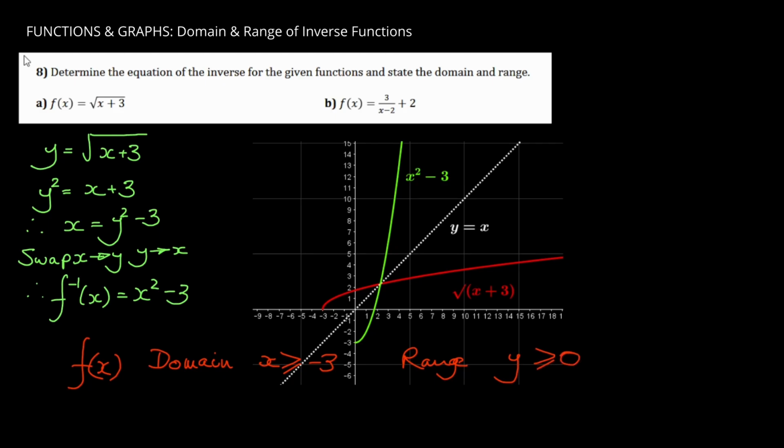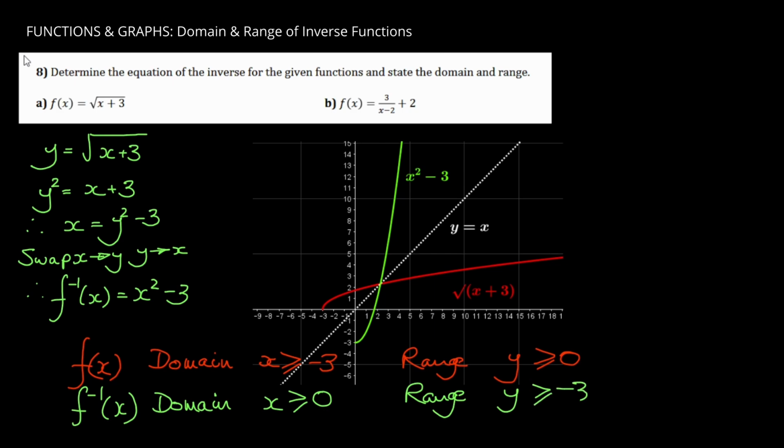Now let's have a look at the inverse. For f to the minus 1 of x, its domain, which are the x values, is that x must be greater than or equal to 0. And the range, the y values, is that y must be greater than or equal to negative 3.